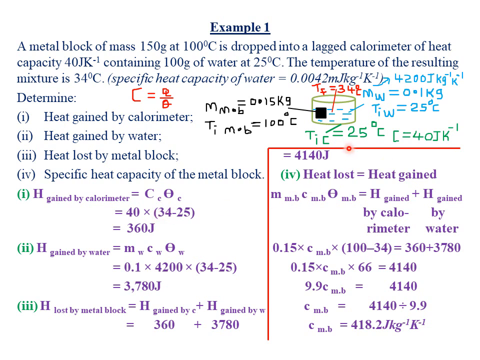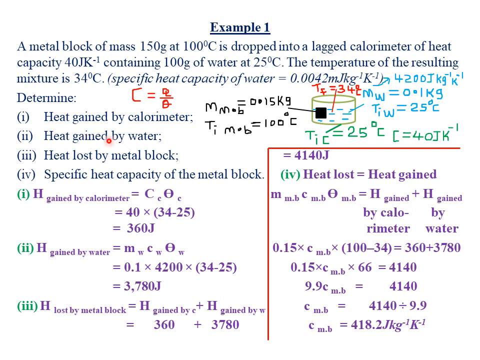We'll simply take the final temperature of the mixture and subtract the initial temperature of the calorimeter. So T final was 34, initial temperature for the calorimeter was 25. Therefore, the change in temperature for the calorimeter will simply be 34 minus 25. So if you take 40 multiplied by the difference of 34 and 25, you will simply obtain 360 joules. So that is the heat gained by the calorimeter.